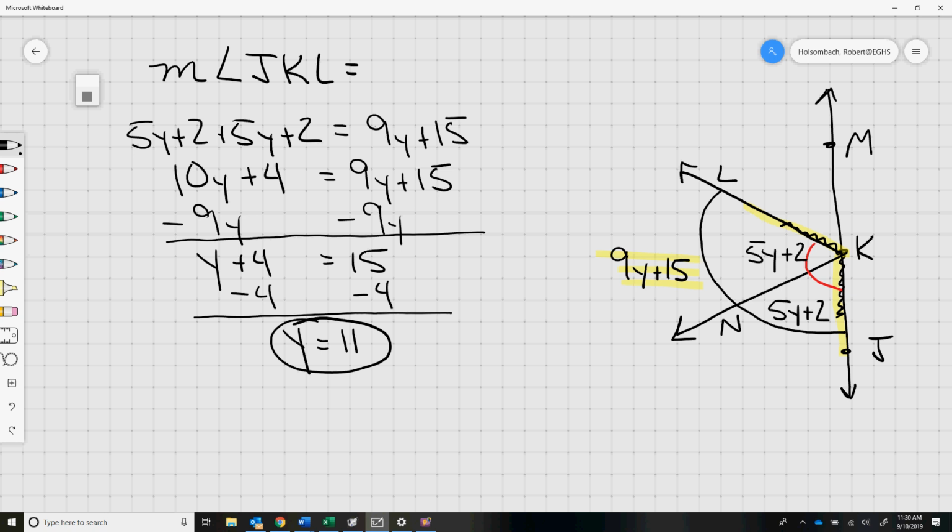So if your y is equal to 11 and you need the measure of angle JKL, you go back to the expression that represents that angle and you substitute. So you got 9 times 11 plus 15. So 99 plus 15, 114 degrees. So the measure of angle JKL is 114 degrees.